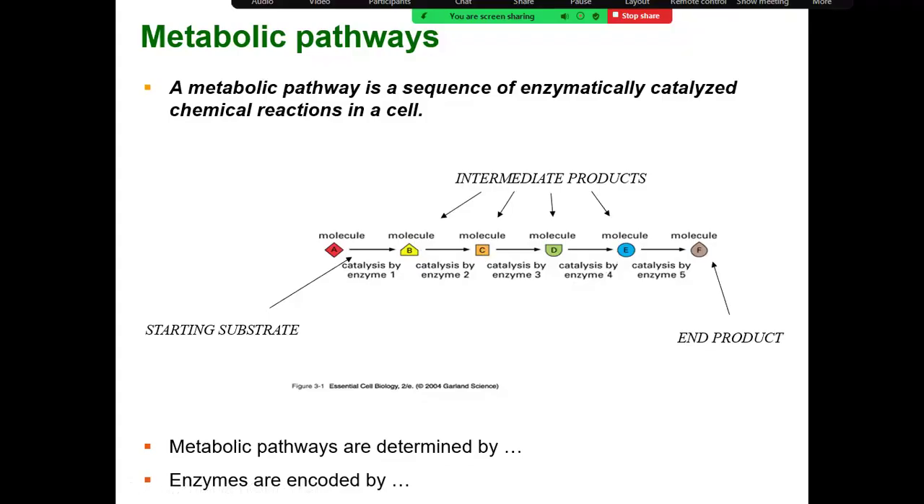Metabolic pathways are determined by enzymes. Enzymes are encoded by genes, so metabolic pathways come about by the genes in your cells. Any question about any of that?